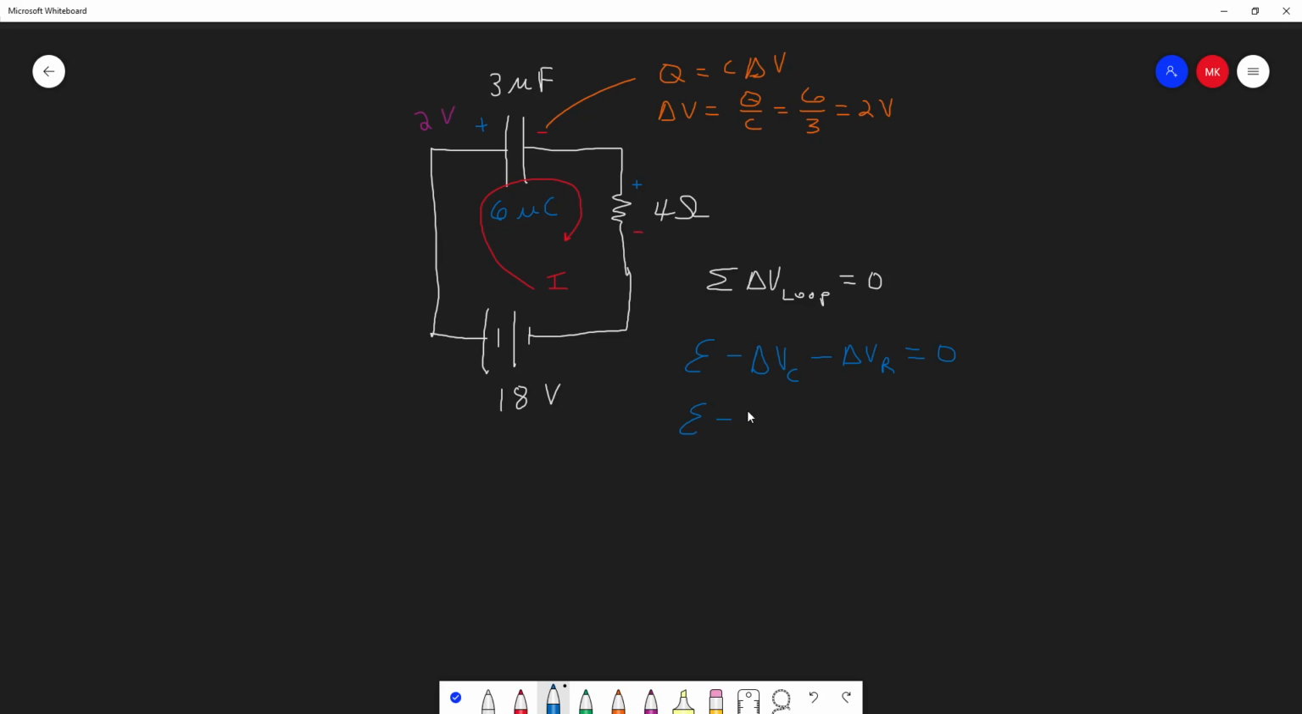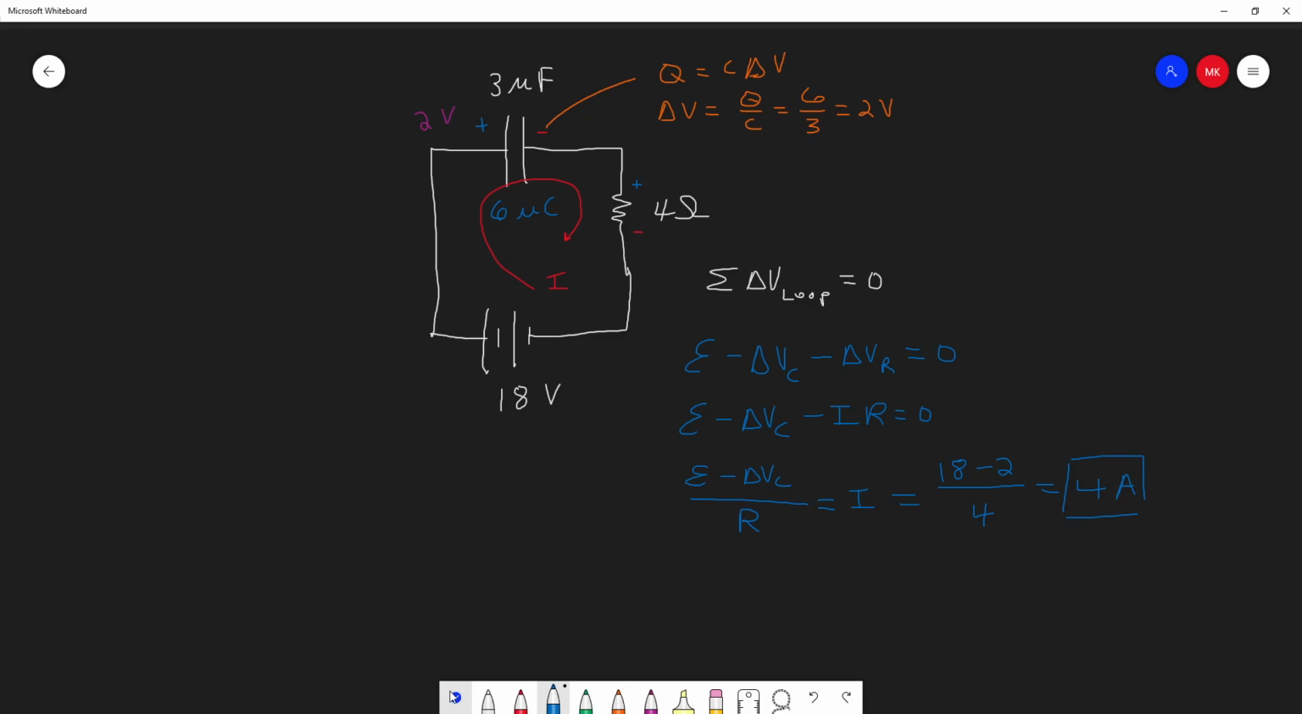Simplifying this a little more, just breaking that delta VR up, we know delta V of a resistor is I times R, equals 0. And we want to know I. So solving this, and I like to solve everything symbolically first before I plug anything in. It's a lot easier to catch any mistakes. Solving this, I get I equals EMF minus delta VC over R. And plugging everything in, my EMF is 18, my voltage drop across my capacitor is 2, and my resistance is 4, which gives me that my current is 4 amps.